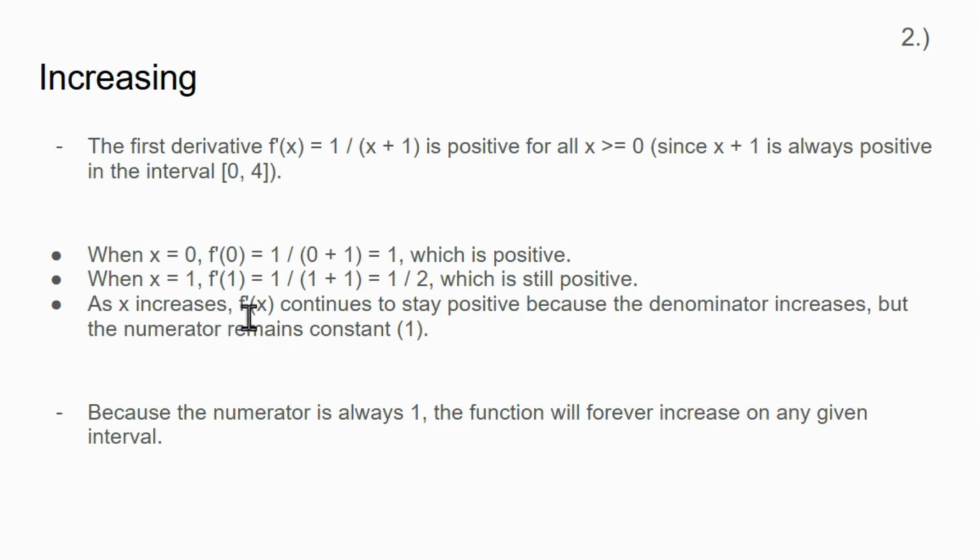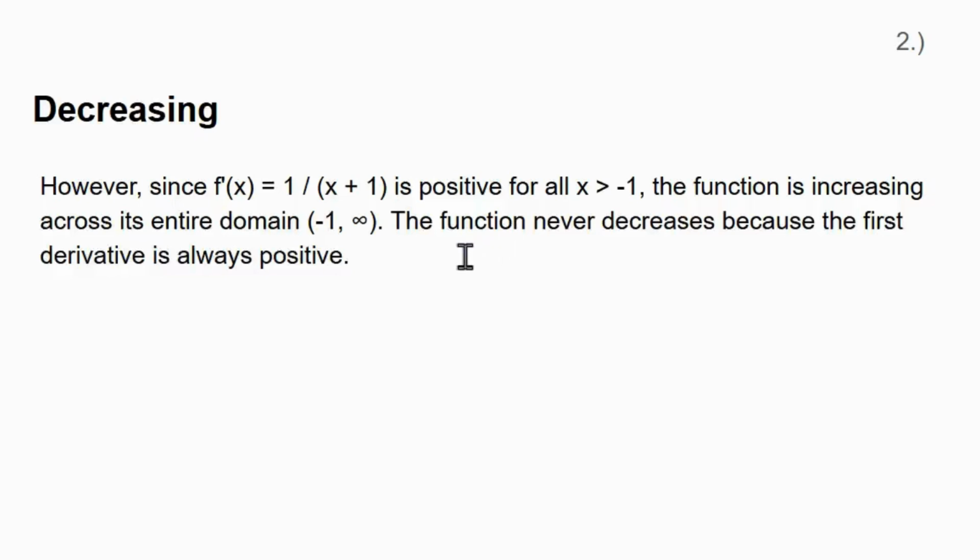As x increases, the first derivative continues to stay positive because the denominator increases, but the numerator remains constant. Because the numerator is always 1, the function will forever increase on any given interval. Because the first derivative is always going to be positive, this means the function will never decrease.